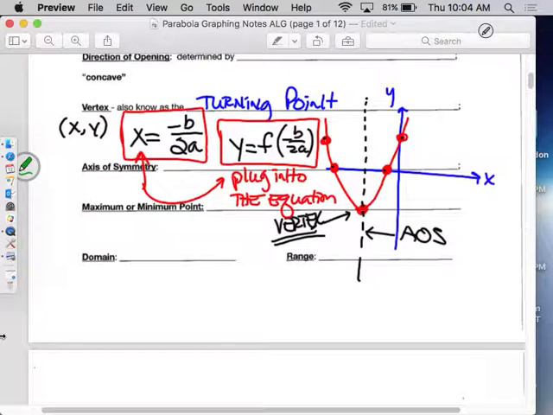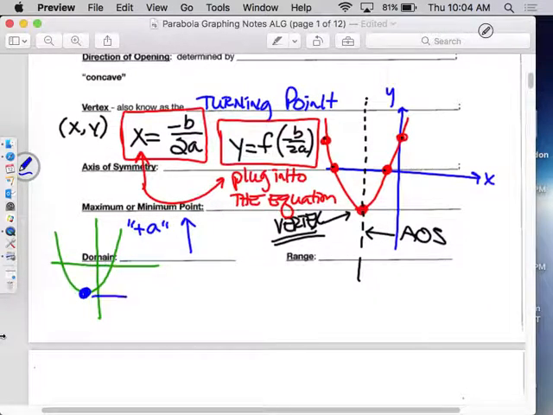Now let's talk about maximum and minimum points. So if the curve opens up, the vertex would be sitting right here at the bottom. So when the curve opens up, meaning that A is positive, so the direction of opening is concave up, the vertex is at the very bottom, so the vertex is a minimum point. It serves as a minimum point on the curve.